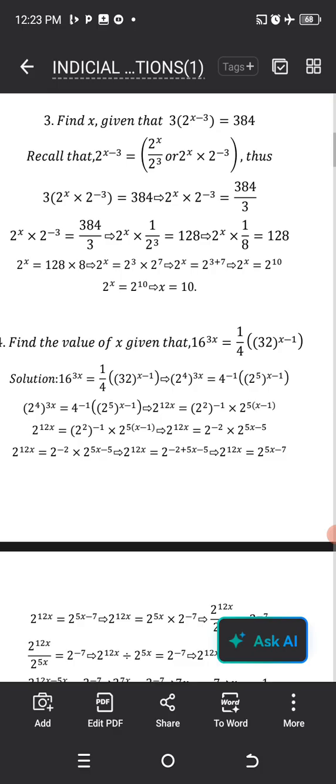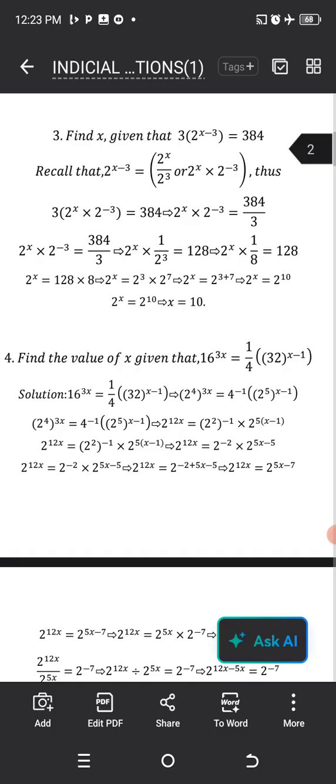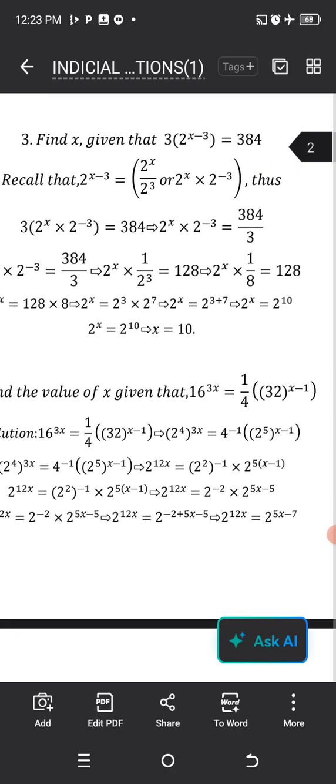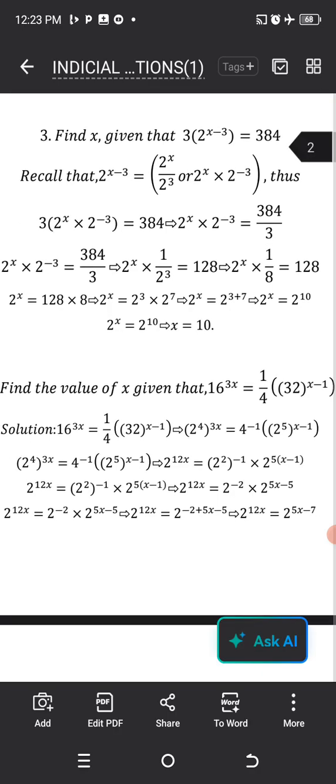Indicial what? Indicial equation, or what? Exponential equation. So that is what we'll be dealing with here actually. The unknown we'll be finding will be in the index. So this is another example given here. I have to find x, given that 3 inside parentheses 2 raised to power x minus 3 equals 384. And how can you solve this?